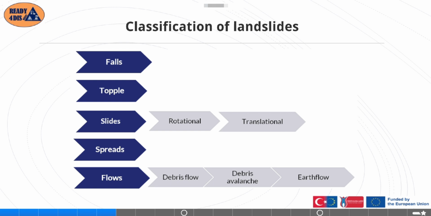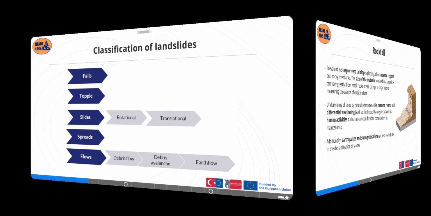Rotational slides involve movement along a concave curved surface. Translational slides occur along a flatter sliding surface, with the mass generally moving as a more coherent block. Spreads develop through horizontal deformation that extends over wide areas when the ground structure collapses or loses strength. The final group, flows, forms when the material becomes saturated with water and begins to behave like a fluid. Within this category, there are different flow types, such as debris flow, debris avalanche, and earth flow.